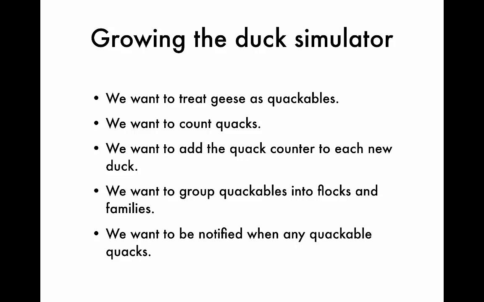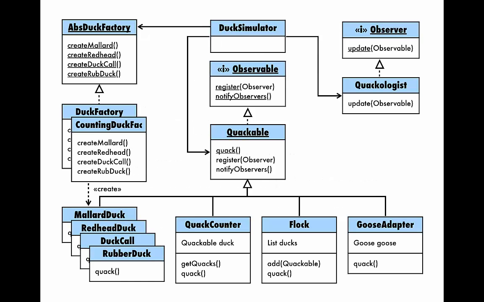Then, we wanted to group quackables into flocks and families, so we used the composite pattern to allow us to do that. And finally, we wanted to be notified when any quackable quacked, so we used the observer pattern to help us implement that behavior. And here's the final design. Notice that the only pattern that forced us to modify existing quackable code, that is, code in the quackable hierarchy, was the observer pattern. The adapter, decorator, and composite patterns simply implemented the quackable interface.